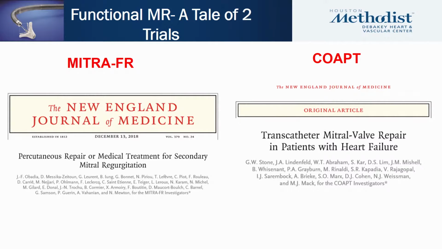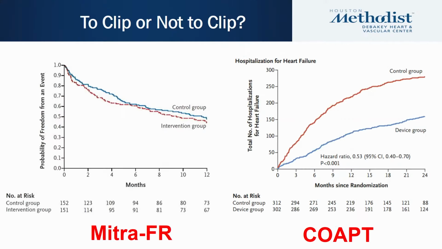Switching gears to functional MR, which really tells a tale of two trials, the MITRA-FR and the COAPT, both published in 2018, and both studied the effect of transcatheter edge-to-edge repair in patients with functional MR. These two trials had very different results, where the MITRA-FR did not show any benefit in patients undergoing transcatheter edge-to-edge repair, whereas the COAPT trial showed significant benefit in terms of total number of hospitalizations for heart failure and even mortality benefits in such patients.